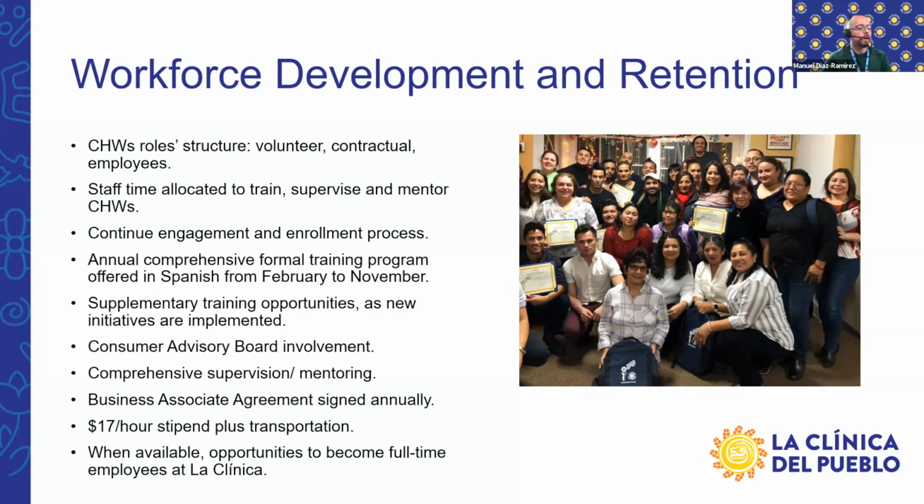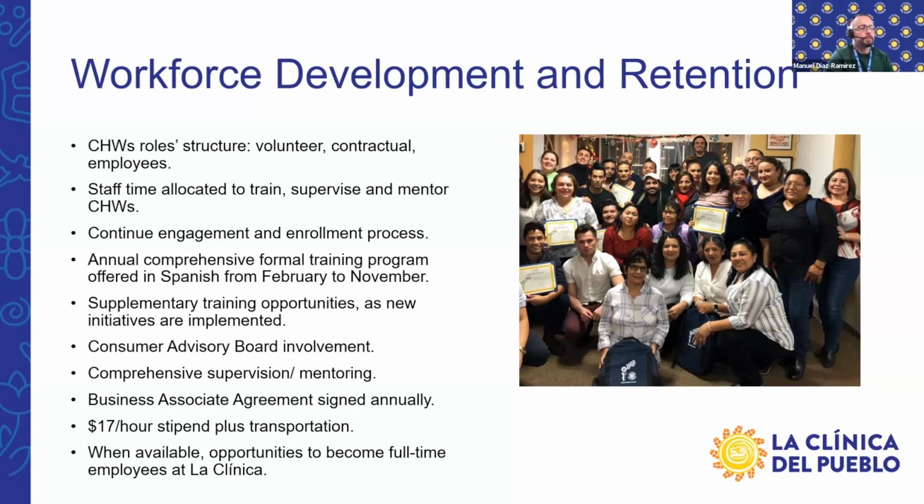We also implement a continuing engagement and enrollment process during the whole year for those community members motivated and interested in being part of the annual cohort of community health workers. We implement an annual comprehensive formal training program offered in Spanish from February to November of each year, addressing those core competencies and core elements of our training program. Also, under different programs, we have consumer advisory board initiatives that allow their involvement in providing input and feedback to the implementation of our programs and services.